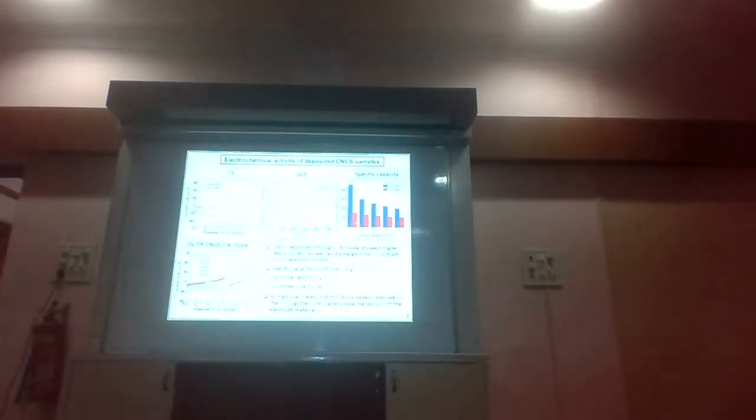Then we calculated the specific capacity of this electrode at various current densities. We can say the CA mode, that is the chronoamperometry mode deposition, shows the highest specific capacity compared to the cyclic voltammetry mode. We have calculated that the CA mode showed a specific capacity of 460.15 coulomb per gram at a current density of 1 ampere per gram, whereas the CV mode showed a specific capacity of 154.02 coulomb per gram.